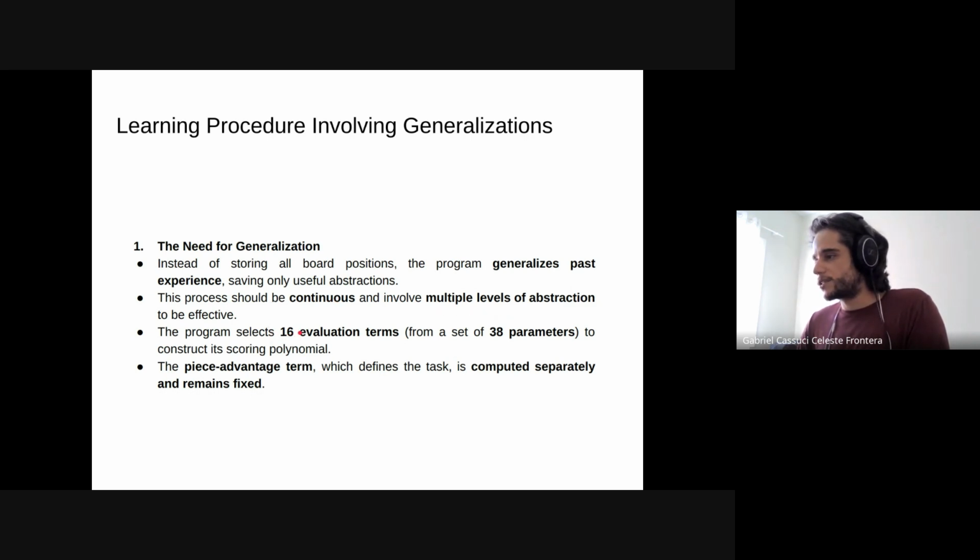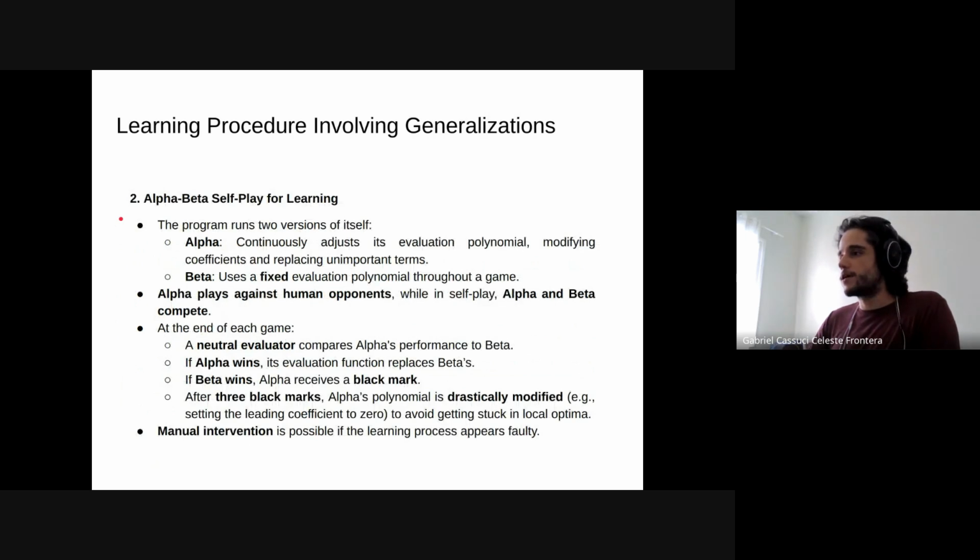We can select 16 evaluation terms from an available set of 38, so kind of feature selection here, to construct the scoring polynomial. And the disadvantage term, which defines the task, is computed separately and remains fixed because they noticed that this is important. And notice how this is related to checkers. Going back to the first slide, we do not have a completely abstract and general neural net. So how do they allow the polynomial to evolve?